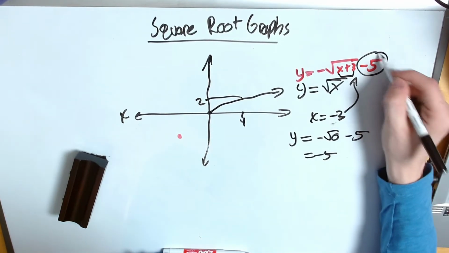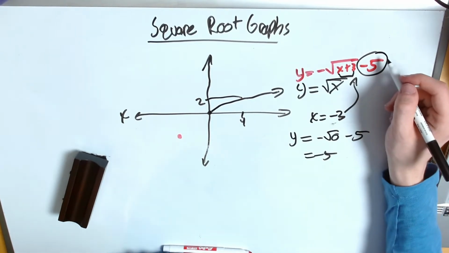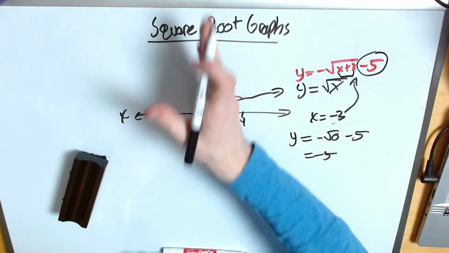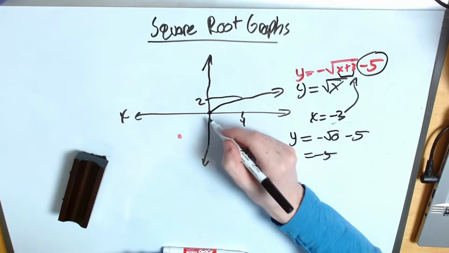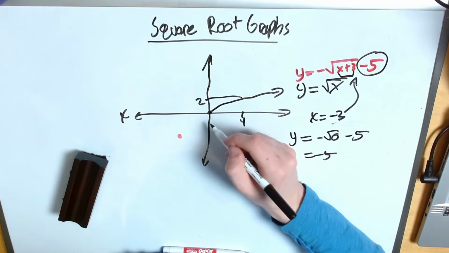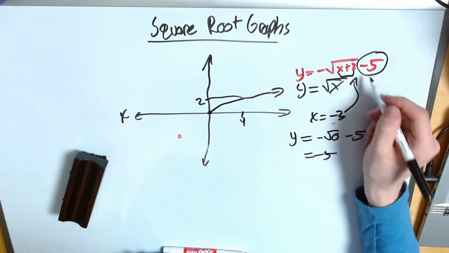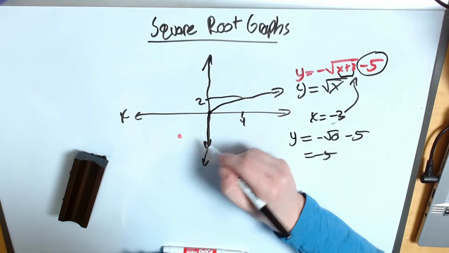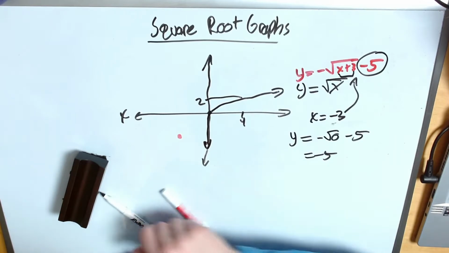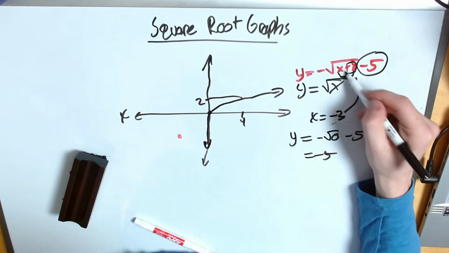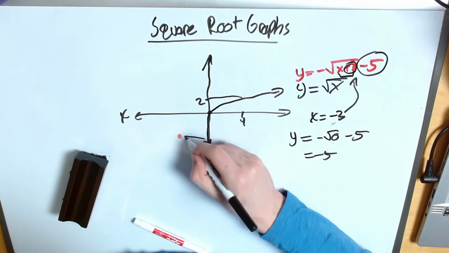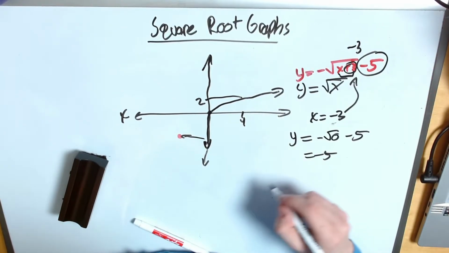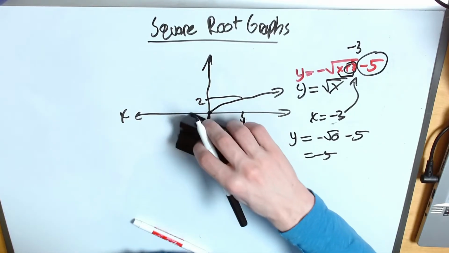Anytime we have a value like this off to the side, whether it could be -5 or +10, that refers to the vertical position of the starting point of the square root graph, right? So in this case, this -5 means we're taking this point and moving it down 5. And this +3 means we're moving it 3 over to the left. If this was -3, we'd move it 3 over to the right. Those are translation rules we can use.